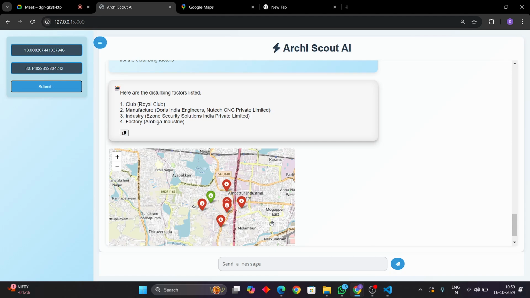And here is the disturbing factors list. For example, say a chemical factory is 1 kilometer near your house. It might emit harmful pollutants into the atmosphere, which in turn might affect your health. All these factors should be considered while planning to construct a house. So what we have done basically, to find all these disturbing factors, is we have used a basic ML model called linear regression.